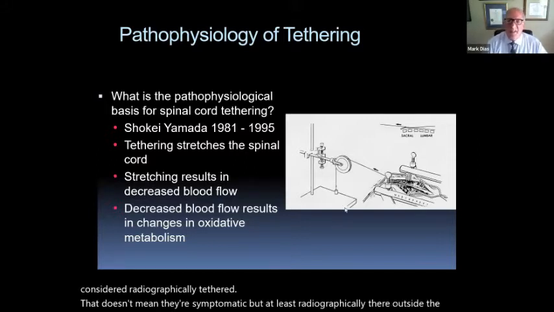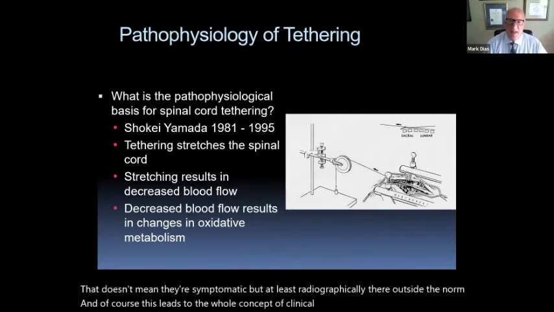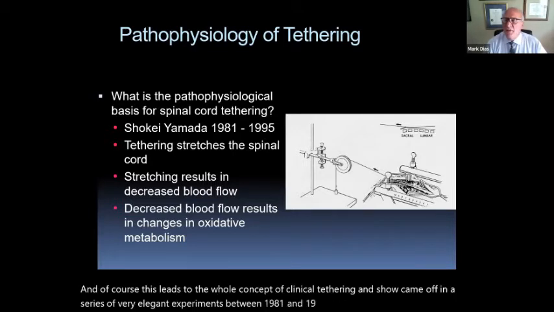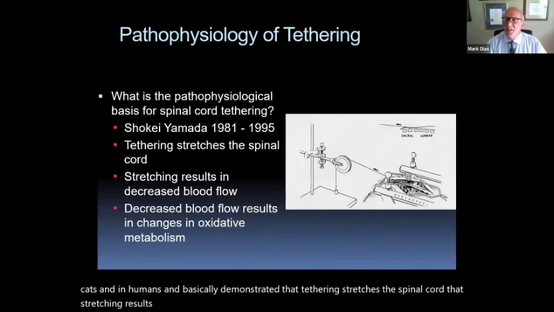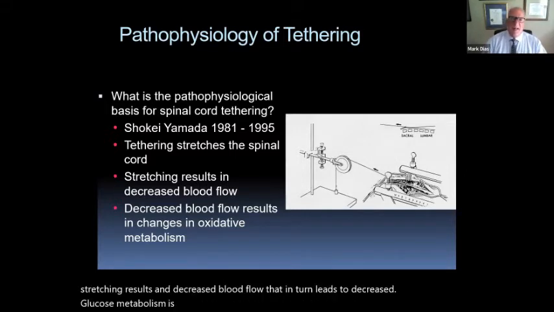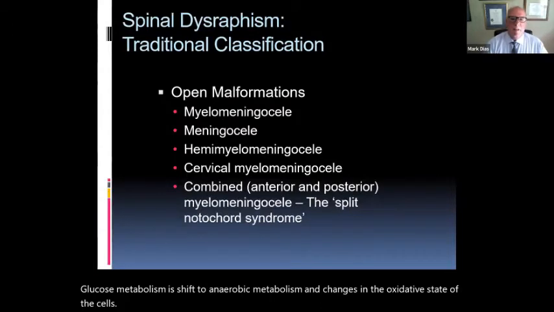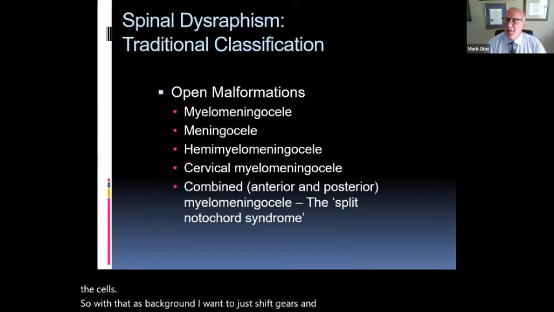And of course, this leads to the whole concept of clinical tethering. And Shokei Yamada, in a series of very elegant experiments between 1981 and 1995, did a number of these studies on cats and in humans, and basically demonstrated that tethering stretches the spinal cord. That stretching results in decreased blood flow that in turn leads to decreased glucose metabolism, a shift to anaerobic metabolism, and changes the oxidative state of the cells. So with that as background, I want to just shift gears and talk about dysraphism embryology.